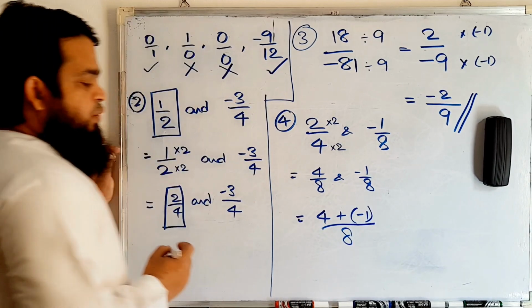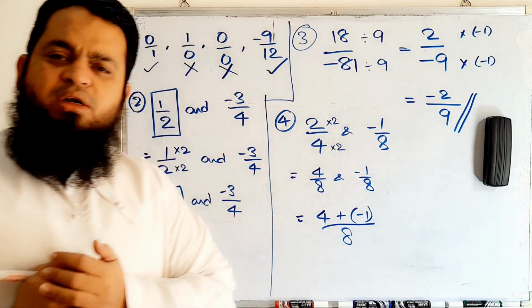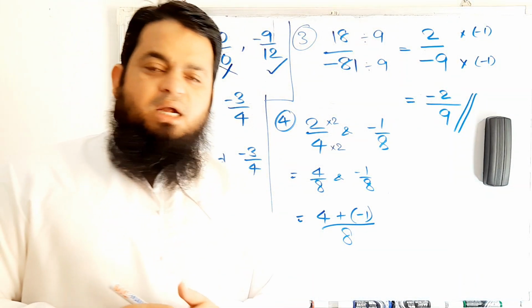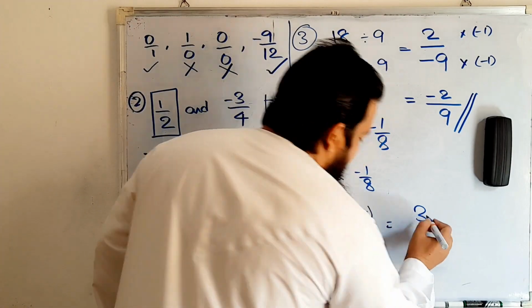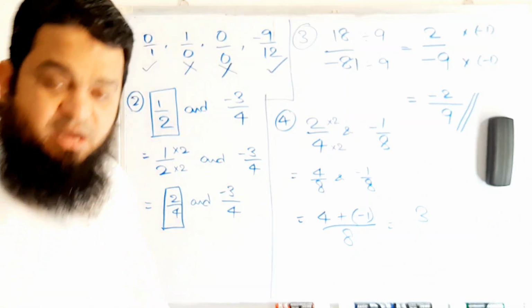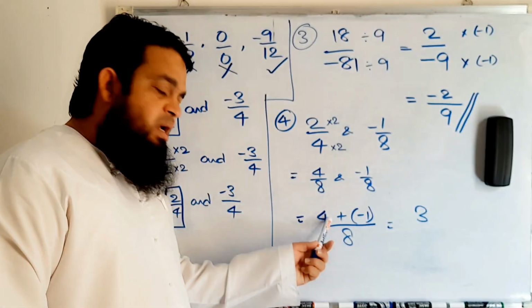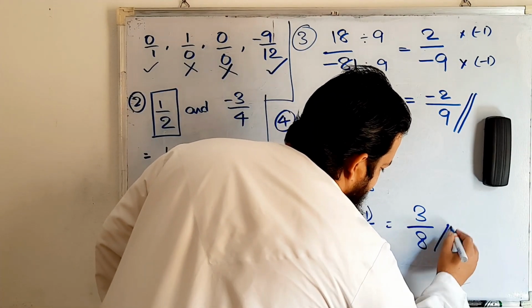Now when we add one positive and one negative, what are we supposed to do? Subtract. 4 minus 1 is 3. And what is the bigger number? 4. What is the sign of the bigger number? Plus. So therefore plus 3 by 8 is the answer.